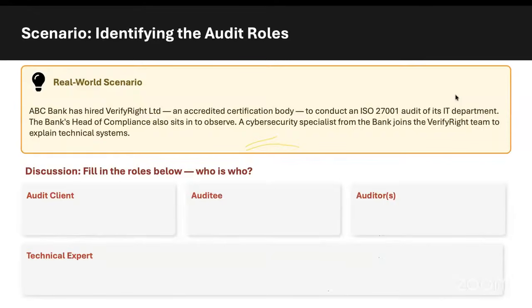So Shegun Joyegbe has technical experience in IT. He understands cybersecurity, so he is going to point them in the right direction. Okay, so that is the scenario. So we all know it now: the audit client is the ABC bank, the auditee is the IT department, the auditor is Verify, and the technical expert is cybersecurity. I hope we are learning. Okay, so we move on.